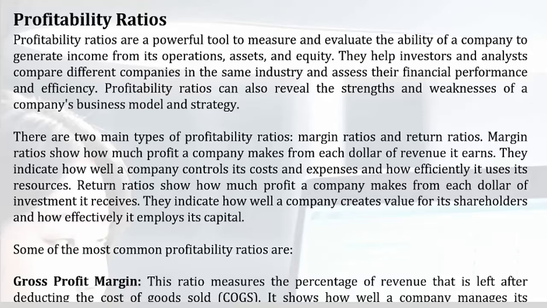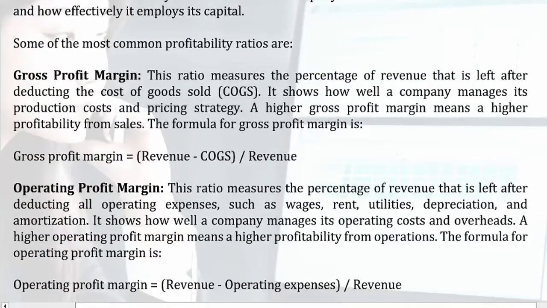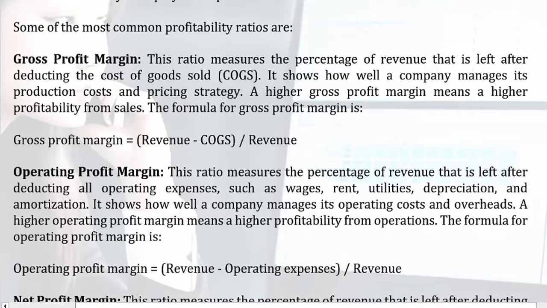Some of the most common profitability ratios are: gross profit margin. This ratio measures the percentage of revenue that is left after deducting the cost of goods sold (COGS). It shows how well a company manages its production costs and pricing strategy. A higher gross profit margin means a higher profitability from sales. The formula for gross profit margin is: gross profit margin equals (revenue minus COGS) divided by revenue.